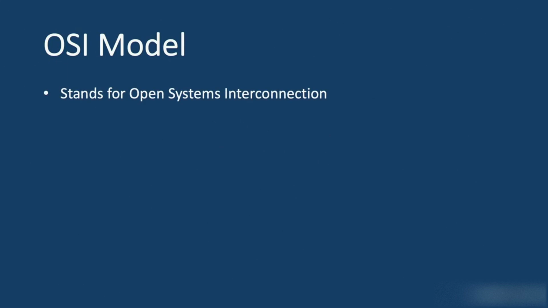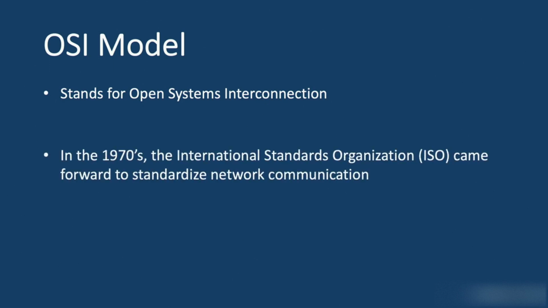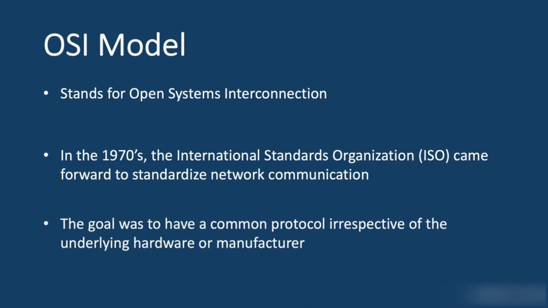The history of the OSI model dates back to the earliest days of network communication, when every vendor had their own protocol for their equipment. This would mean that if you connected two devices from two different vendors, they wouldn't talk because there was no common protocol. So, in the 1970s, the International Standards Organization, also known as ISO, came forward to standardize network communication. The goal was to have a common protocol irrespective of the underlying hardware or manufacturer.